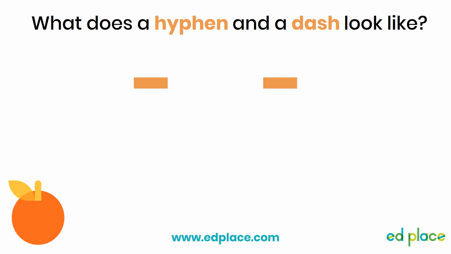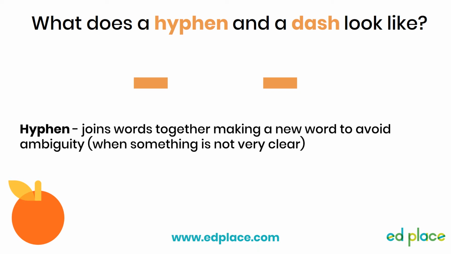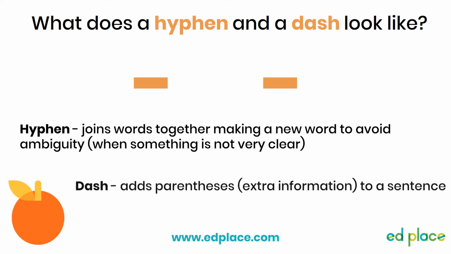This is where it starts to get clearer. A hyphen joins words to make a new word to avoid ambiguity. This means when something is not very clear. A dash is used to add parentheses to a sentence, which means extra information.